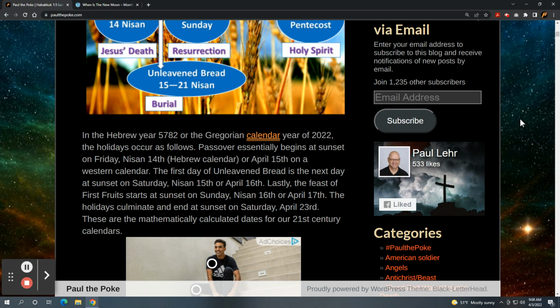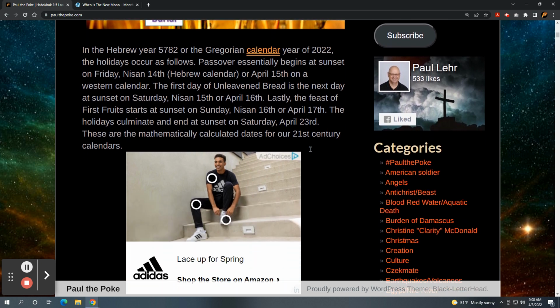I hope I got all that straightened out. If I misspoke, I apologize, and you can see it there to read it. And the holiday culminates and ends at sunset on Saturday, April 23rd. And again, these dates are mathematically calculated for our 21st century calendars. So there's a loose framework. All this will kick off next, 2 weeks from Friday.